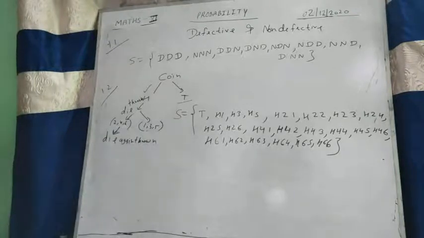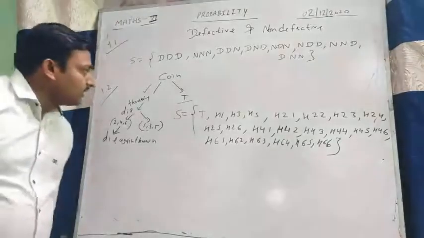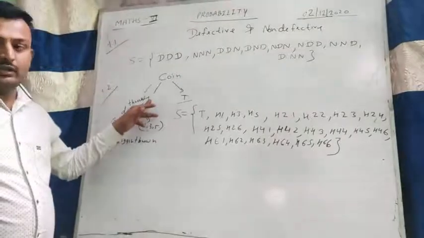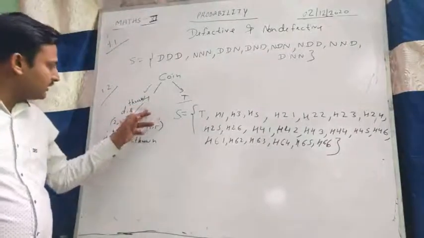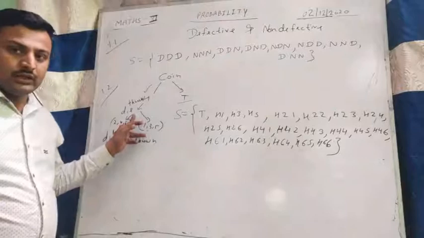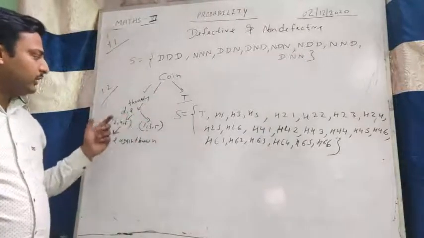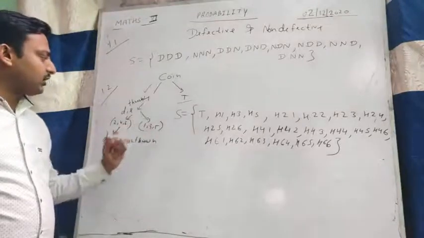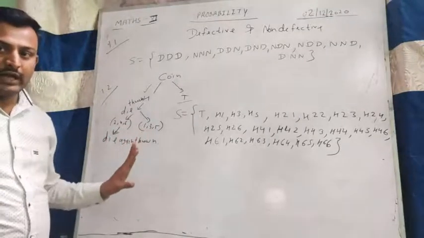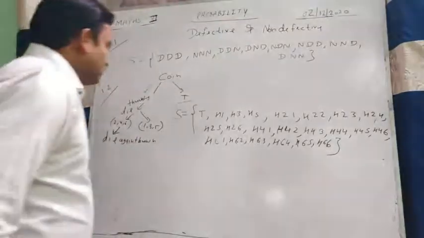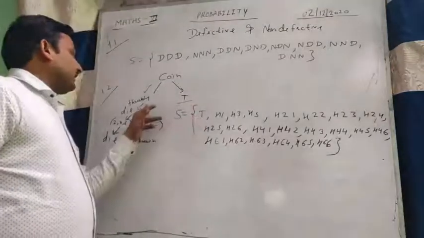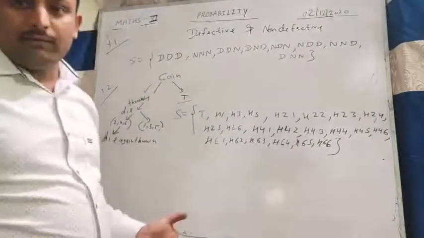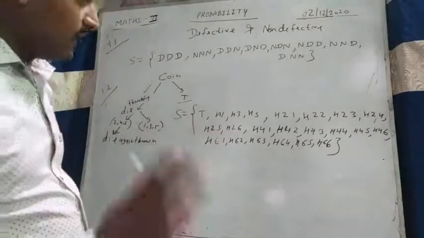Because the question says that if a coin is tossed and the outcome is a head, then we throw a die. In that case, if the die shows an even number, then we roll a die again. If the die shows an odd number, then there is nothing more to do. So if it is odd, H1, H3, H5 will be there, because the possibility of these coming also lies in the sample space.